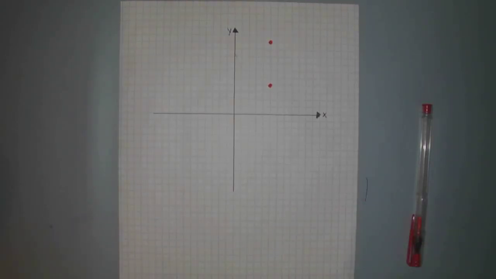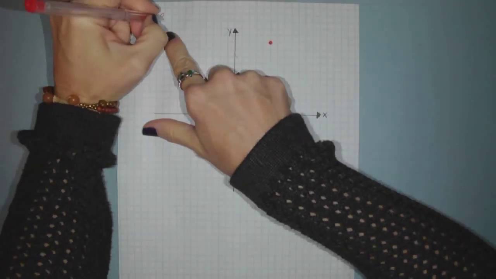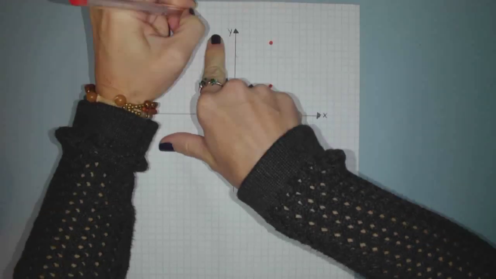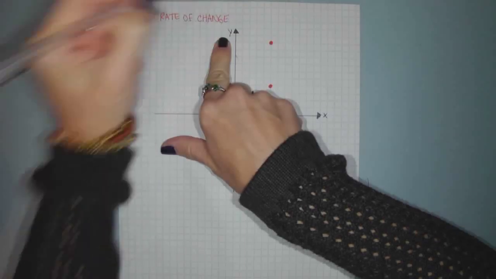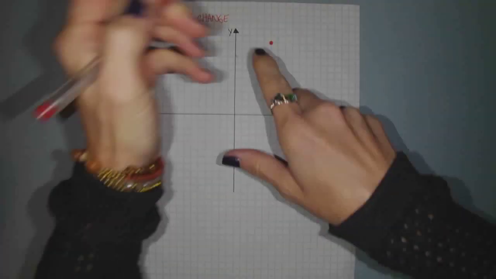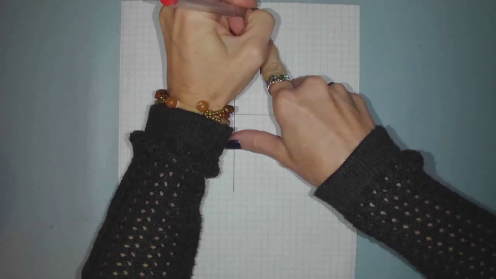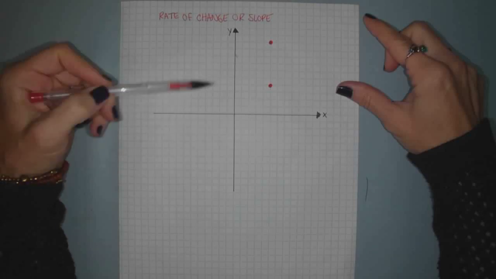Today's lesson is going to tackle one of my favorite topics, rate of change or slope. So the title of this lesson would be rate of change, which we've been talking about here and there over the last several days, also known as slope of a line. And before we get into the lesson, I want to do this little warm-up.